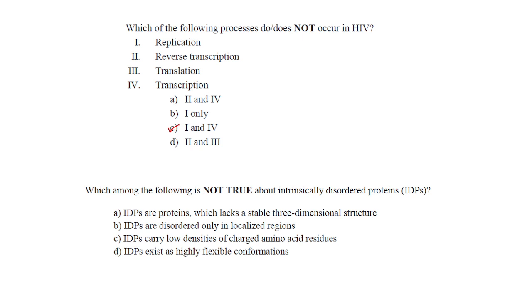Which among the following is not true about IDPs? So IDPs carry high densities of polar charged amino acid residues like lysine, glutamine, serine, arginine, and glutamic acid. So it contains high density, not low density.